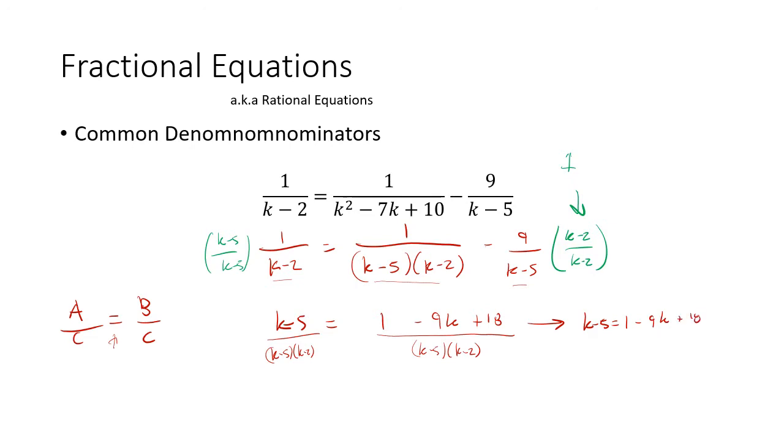So when we do that, K minus 5 is equal to 1 minus 9K plus 18. We combine the K's, so we have 10K, and then combine the numbers, would be 18 plus 6, which is 24. So K is going to equal 12/5 after you simplify. Now, the denominators were still a thing. This is still a rational equation.